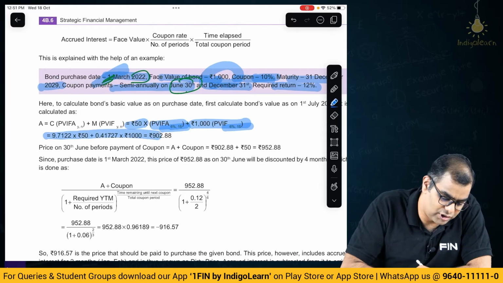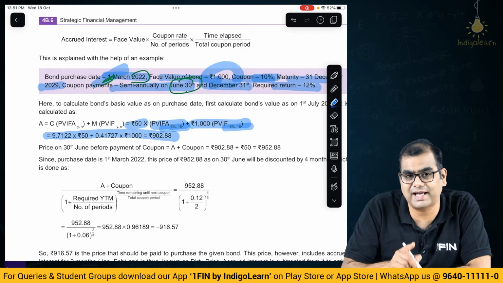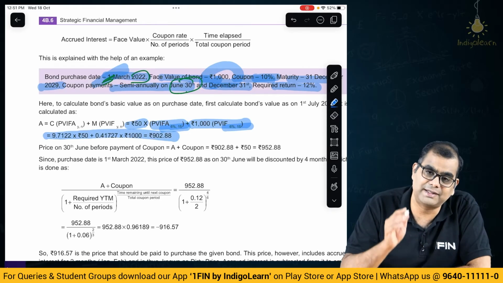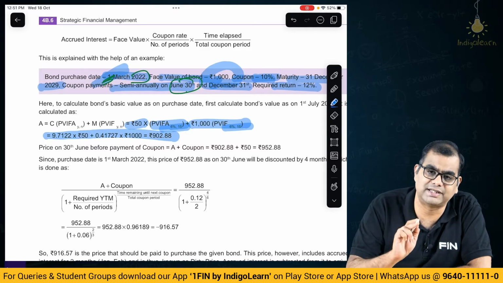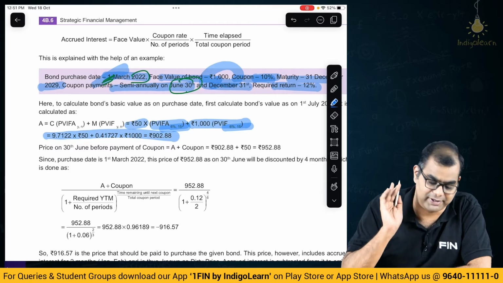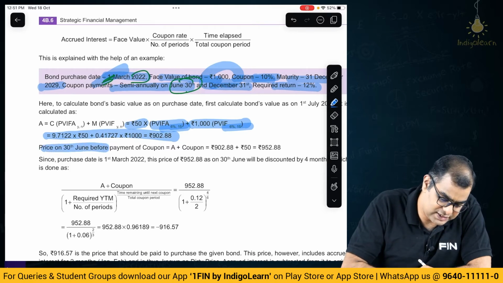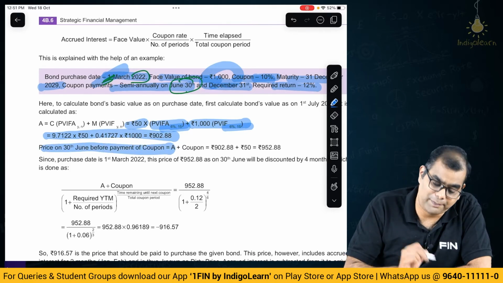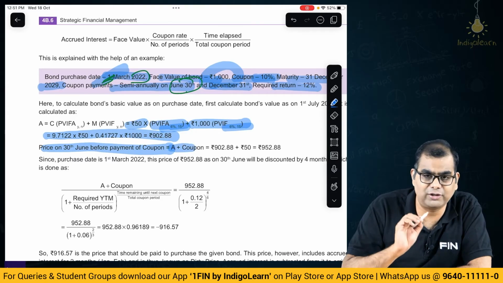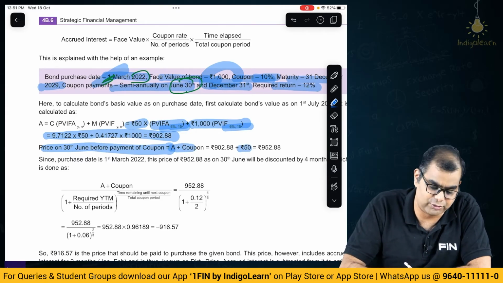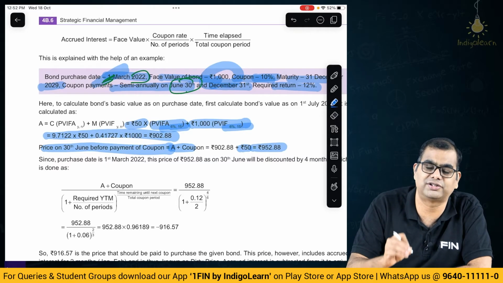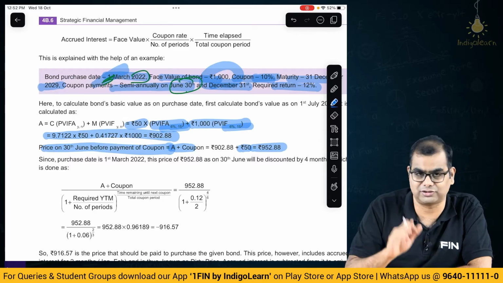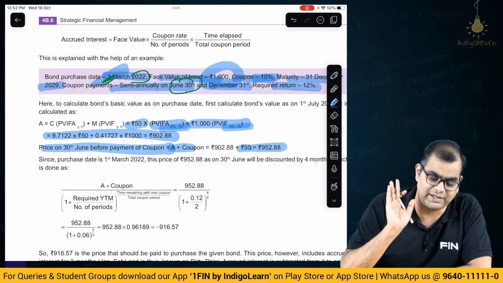You get a value. You got this as 902.88. This 902.88 is basically the price of the bond on 30th of June, end of day, immediately succeeding the interest or coupon payment. Now, this is 902 plus you add the coupon value. On that day coupon is paid. How much coupon is paid? 50 rupees. So, you add that: 952.88. So, the value of the bond on 30th June is 952.88 before making the coupon payment. So, after making it is 902, before making 952.